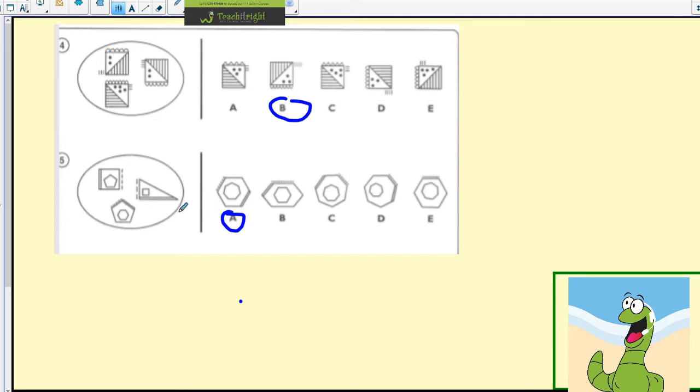So that's the pattern. For question 5, each figure in the oval consists of a shape with one more side than the larger shape containing it. So if you've got a 5-sided shape on the outside, you have a 6-sided shape on the inside. A 3-sided on the outside, a 4-sided on the inside. The larger shape has one double line inside it and one dashed line outside of it. So in this case, we've got a hexagon, which is 6 sides, so we need a 7-sided shape inside. We've got one line on the inside and a dotted line on the outside.